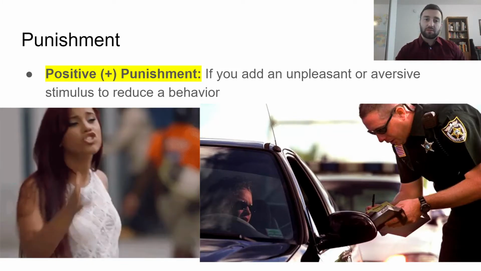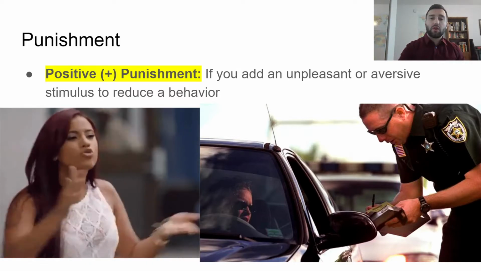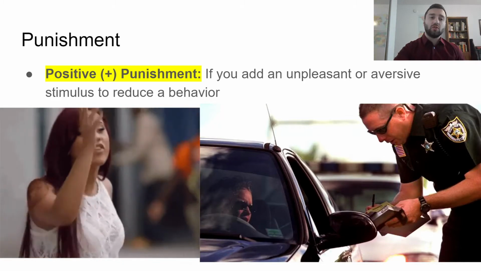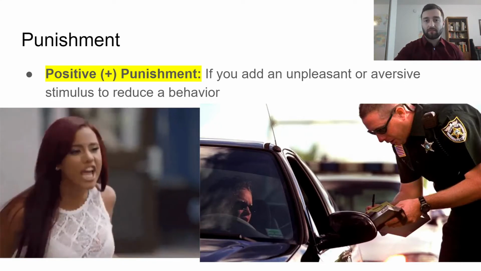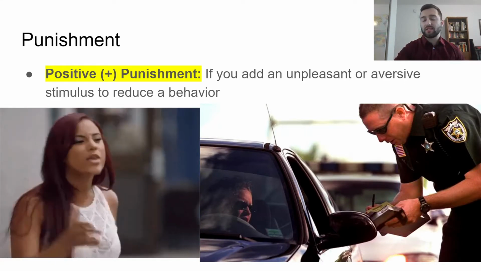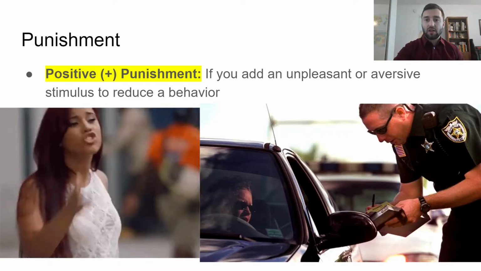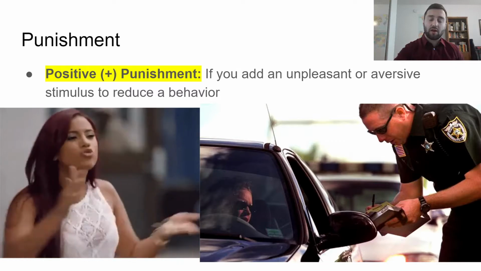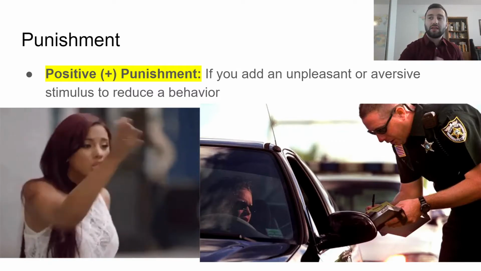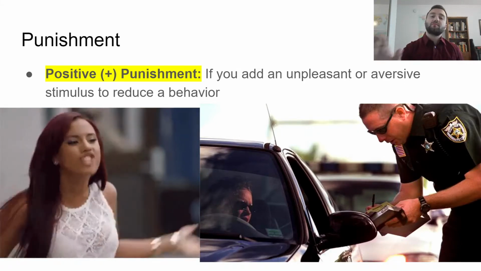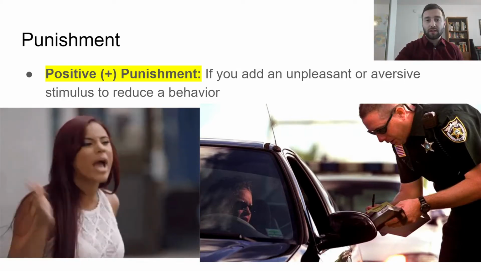So positive punishment is where we are going to add something unpleasant that's going to reduce a behavior. Okay, so again, positive is adding something. Punishment is something that will decrease a behavior. So two simple examples of positive punishments are like when you get yelled at by your mom or your girlfriend or your boyfriend or your friend or whatever, or you get a ticket for speeding.